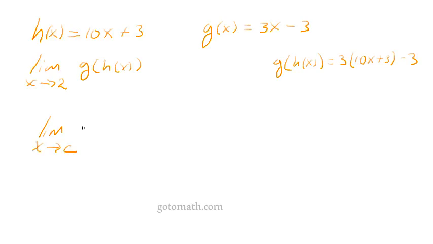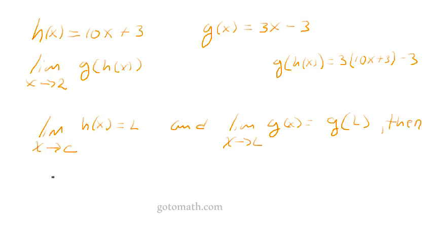We're going to take the limit as x approaches c of h of x, and we're going to say that that's equal to L. I'm going to write an and statement here. The limit as x approaches L of g of x is equal to g of L. We're going to assume that to be true, and now we can say that the limit as x approaches c of g of h of x.